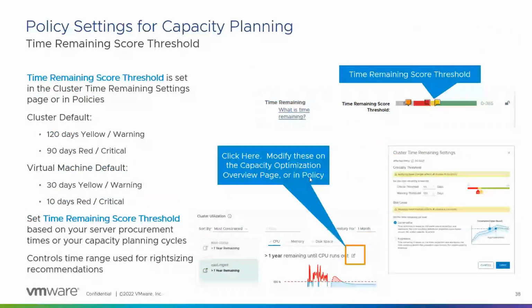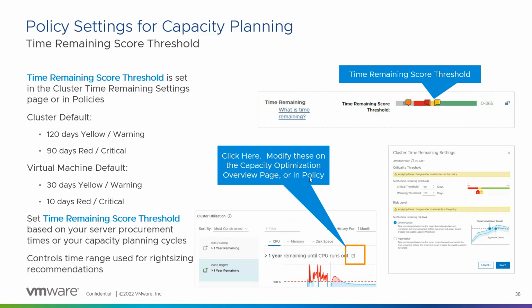Okay. So the next piece here is I'm going to talk a little bit about what we call the time remaining score threshold. The time remaining score threshold is where you can tell the system when to start alerting you or telling you that you're running out of capacity. By default, a cluster will turn yellow if there's 120 days worth of time remaining, or it turns red at 90 days. For virtual machines, the default is 30 days for warning and 10 days for critical.